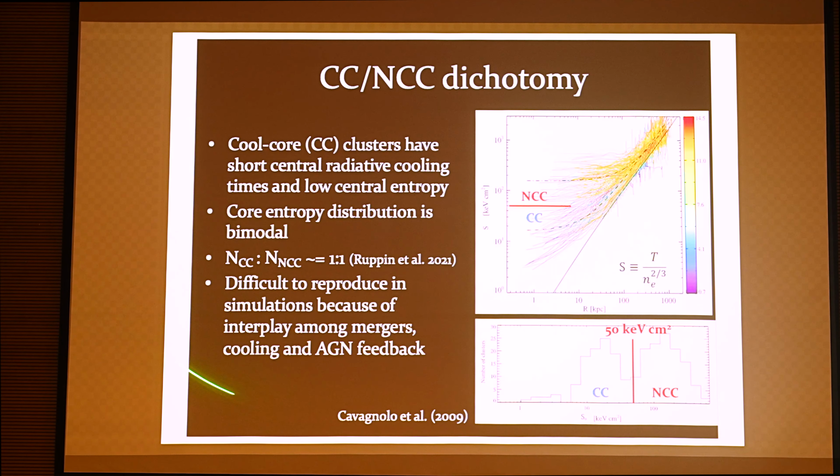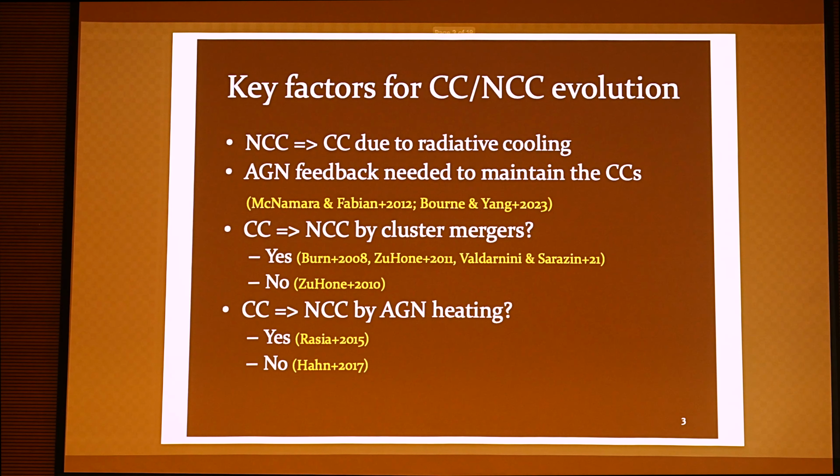Okay, and in simulations, it has been really difficult to model this interplay among mergers, cooling, and AGN feedback because it is very sensitive to how you implement radiative cooling and feedback in the simulations. Let me dig a little more into the key factors that determine the cool-core and non-cool-core evolution. First of all, like I said, due to radiative cooling, we expect non-cool-cores to become cool cores over cosmic time. And for cool-core clusters, we also know that they need to be balanced by AGN heating inside the core region.